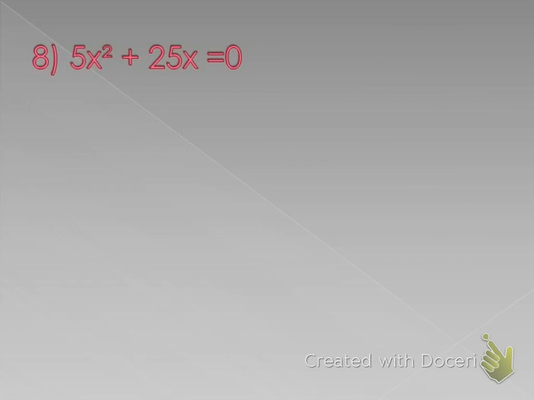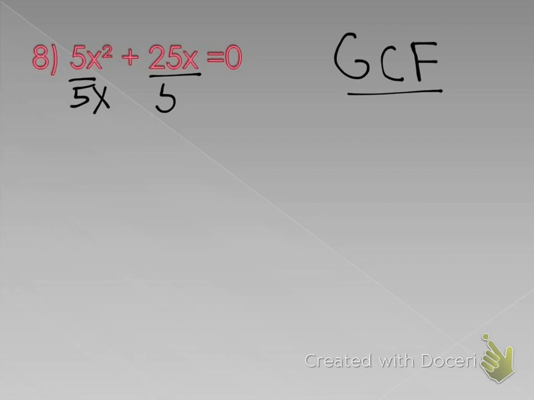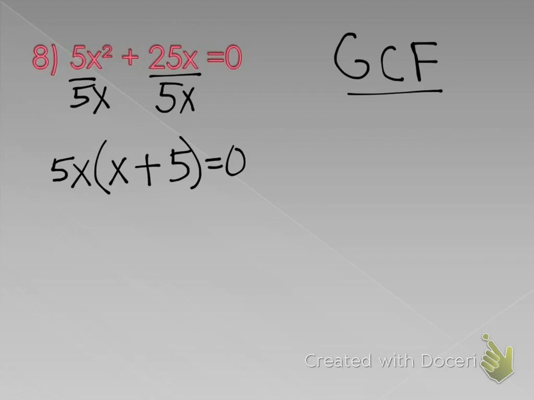Yes, this is a GCF. Does anyone know the GCF just by looking at it? 5x. Yes, you can list the factors of 5x squared and 25x if you need to. If you can look at this and just know that it's 5x, go for it. So we have a 5x in the front. 5x squared divided by 5x just leaves you with the x. 25x divided by 5x just leaves you with a 5.